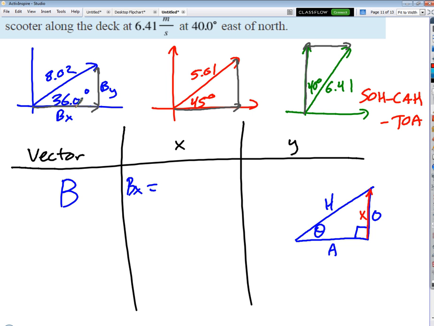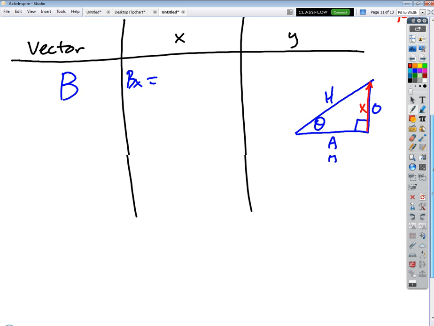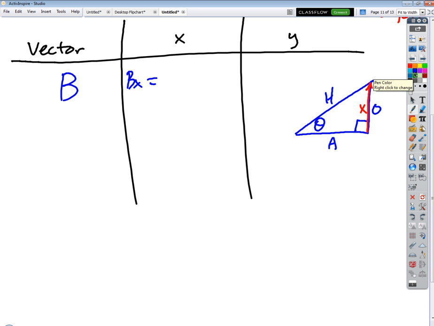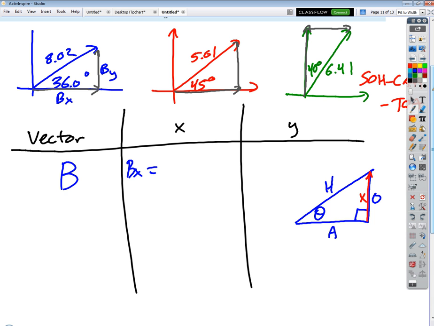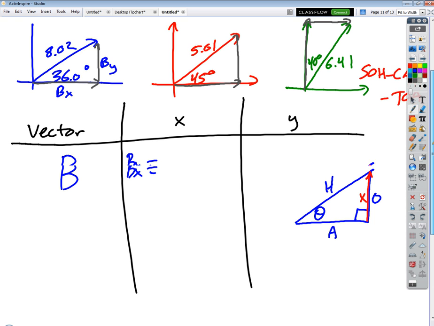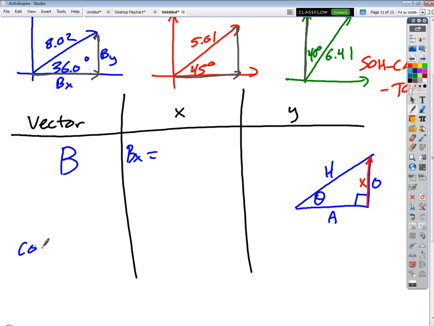For the x component, what would it be? If we were trying to find this side, it'd be cosine, okay? So you don't have to do this every time. I'm going to review this one more time, but after that, don't do it anymore. You can take a shortcut on this step. So we know that in this triangle up here, cosine of 36 equals what ratio?